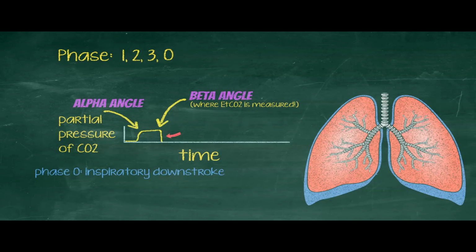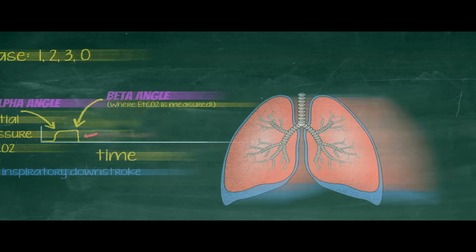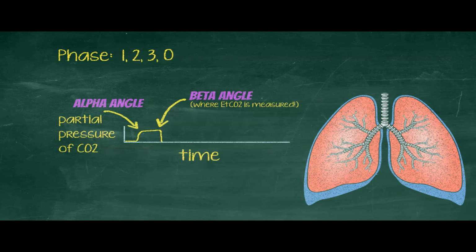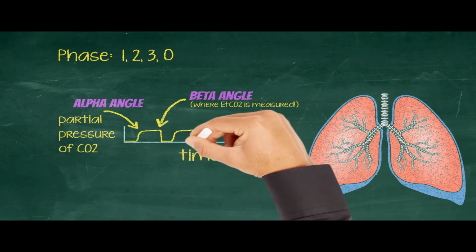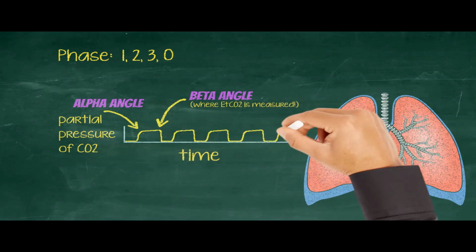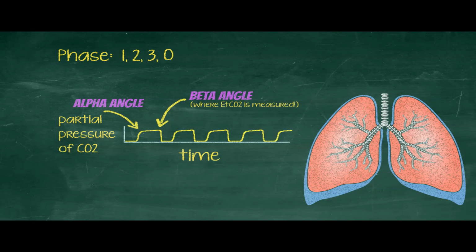In fact, this is a good time to highlight some of the characteristics of this graph that we associate with a normal capnograph. The baseline should return to 0, as we said. The rhythm should be regular. The alpha and beta angles should both be well defined. And the highest CO2 measurement, the end tidal CO2, should be between 35 and 45 millimeters of mercury.